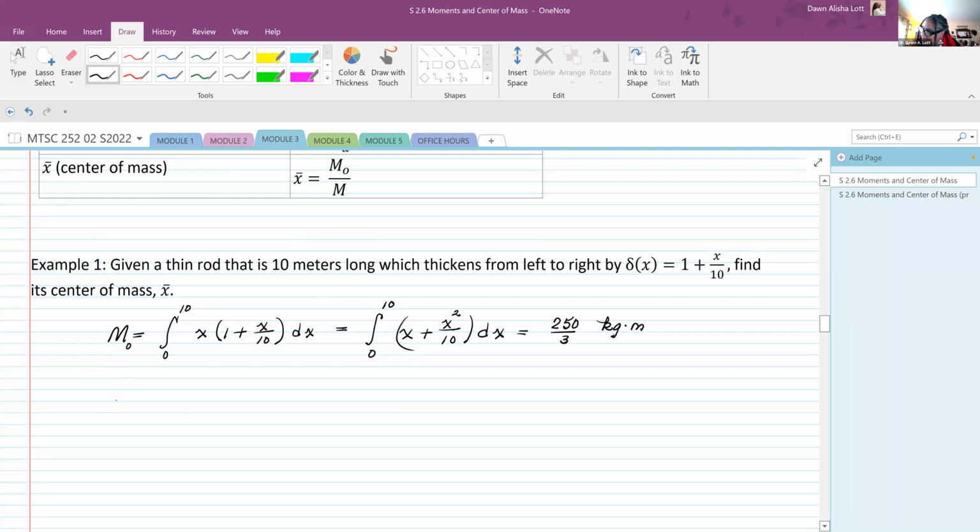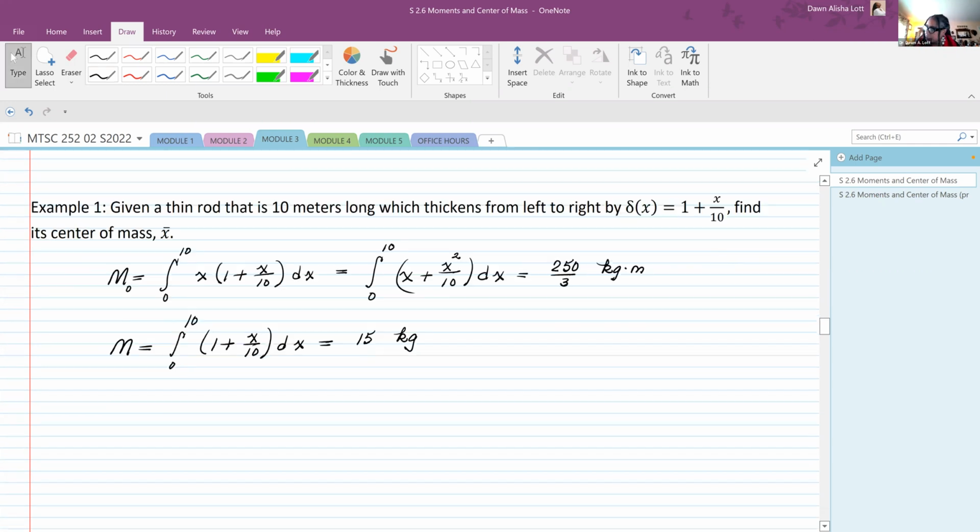Then we need to find m. That's the integral from 0 to 10 of just the density dx. And that integral turns out to be 15 kilograms. Therefore x bar is going to be m naught over m. So that is 250 thirds divided by 15.